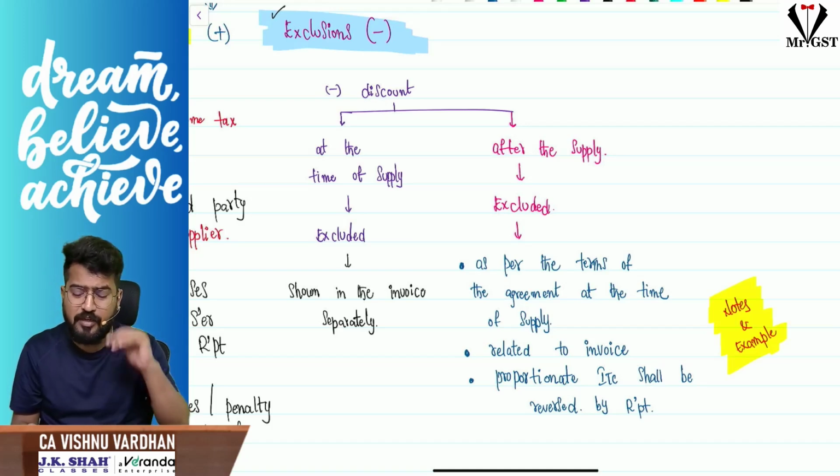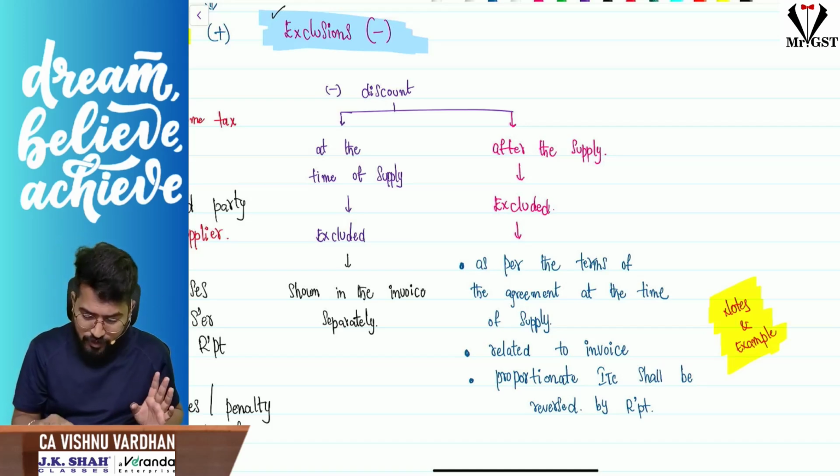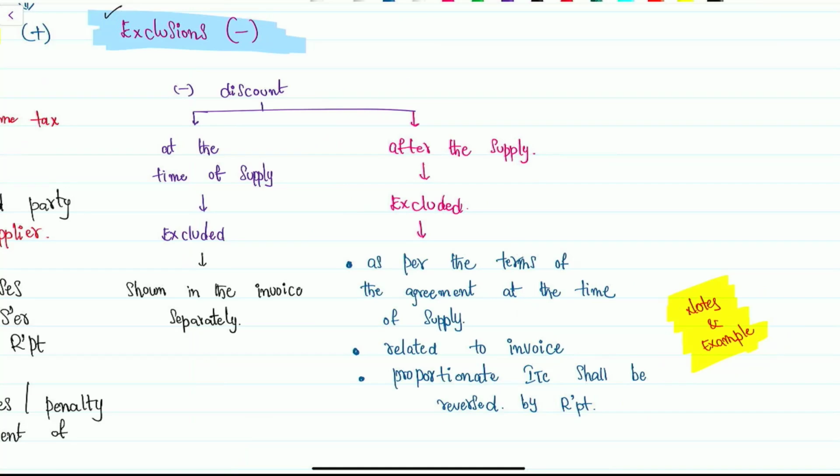And the only condition is that MSD should reverse proportionate ITC on that discount. 1,12,000 GST will be there. Proportionate ITC he has to reduce. So that way I have given a comprehensive example here. You can just check that.